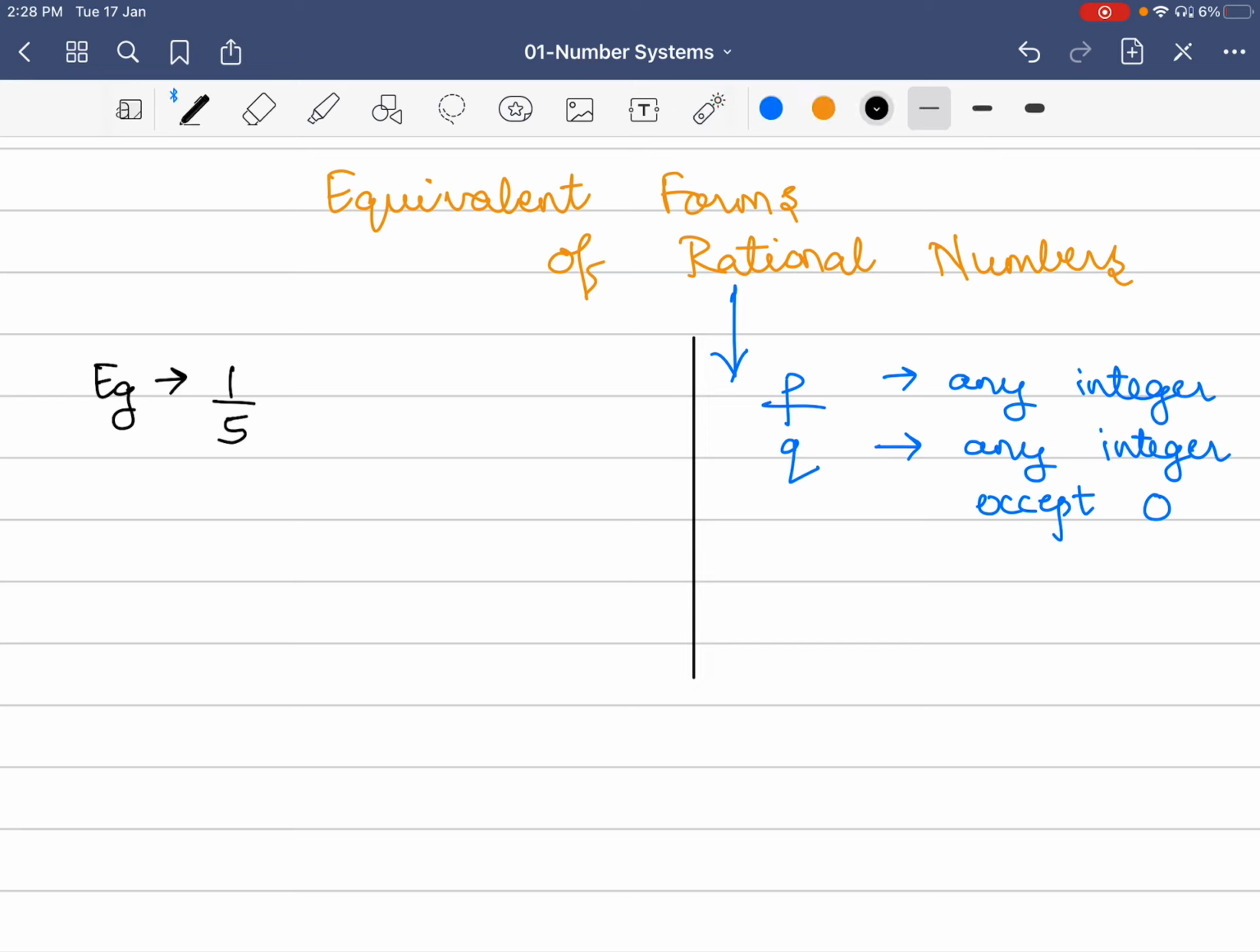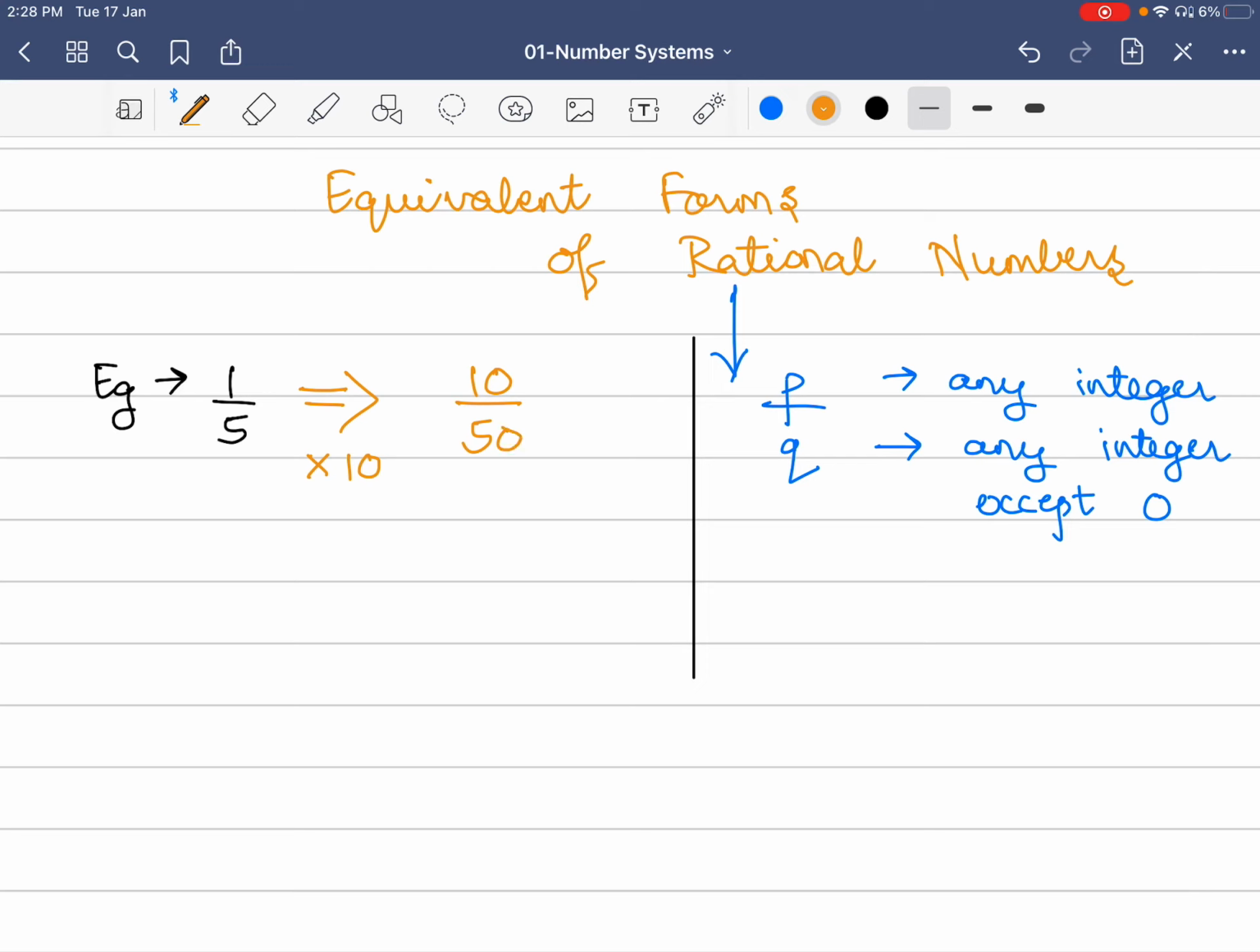Now what I'm going to do is convert this 1 by 5 by multiplying by 10 both the numerator and the denominator. Both numerator and denominator will be multiplied by this number 10. So what am I going to get? I'm going to get 10 by 50.